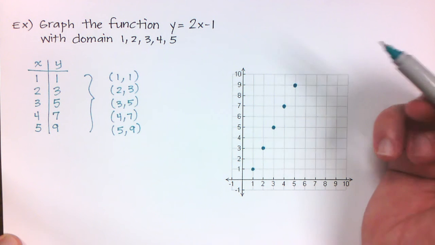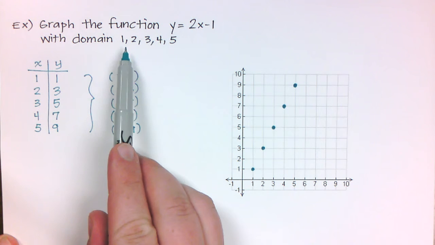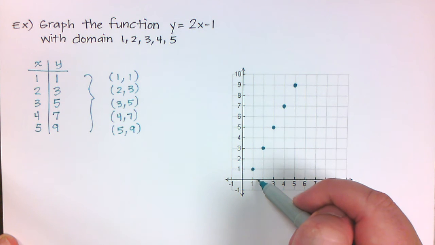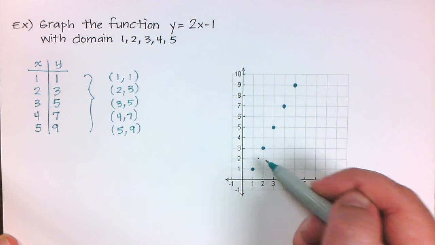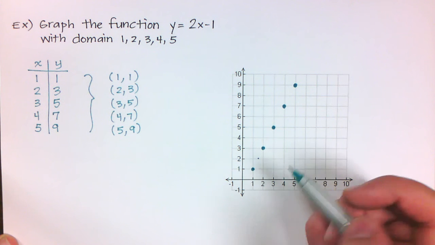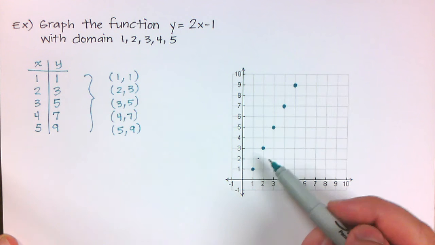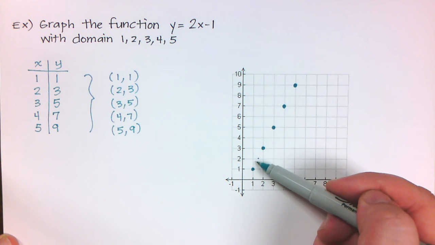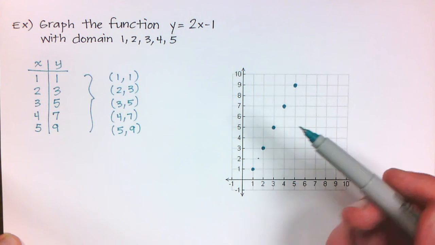The reason why I'm leaving the dots instead of connecting is because I only have a specific domain. For instance, I don't have 1.5 as one of my x's in the domain, which would kind of go about right there if I put a tiny dot there. But that's not one of the numbers that I plugged in. So I'm not going to put a dot there, and so I'm not going to connect the dots because none of those dots in between the dots that I did plot.